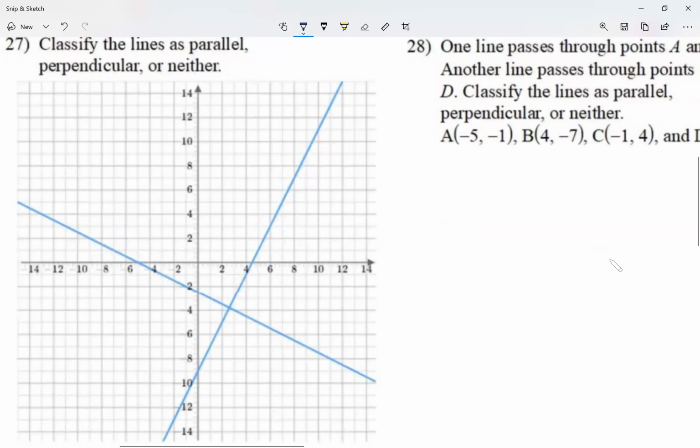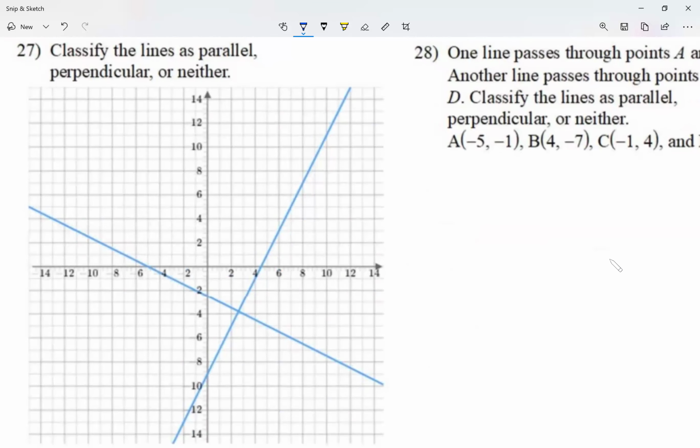Looking at this question here, question number 27, classify the lines. They're definitely not parallel because I see them crossing. If they do cross at 90 degrees, they're perpendicular. If the degrees that they're crossing is not 90 degrees, then it is neither. Now, the way I'm going to find this is by finding the slope.